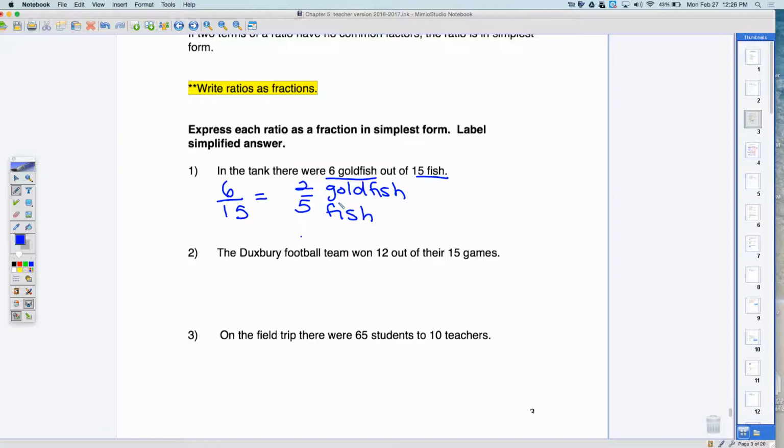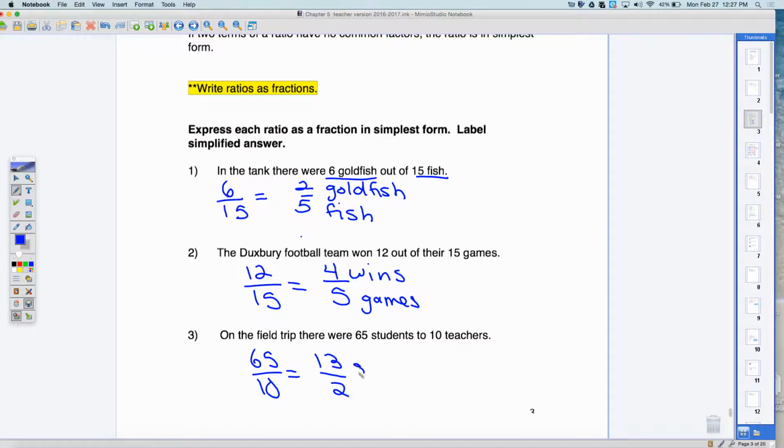Number 2, the Duxbury football team won 12 out of their 15 games. We do 12 over 15. Reduce it by taking out a 3, so you're left with 4/5. Now label it wins over their total games. Number 3 says on the field trip there were 65 students to 10 teachers, so 65 over 10. You can reduce it by taking out a 5, so you get 13 over 2. So 13 students to 2 teachers.